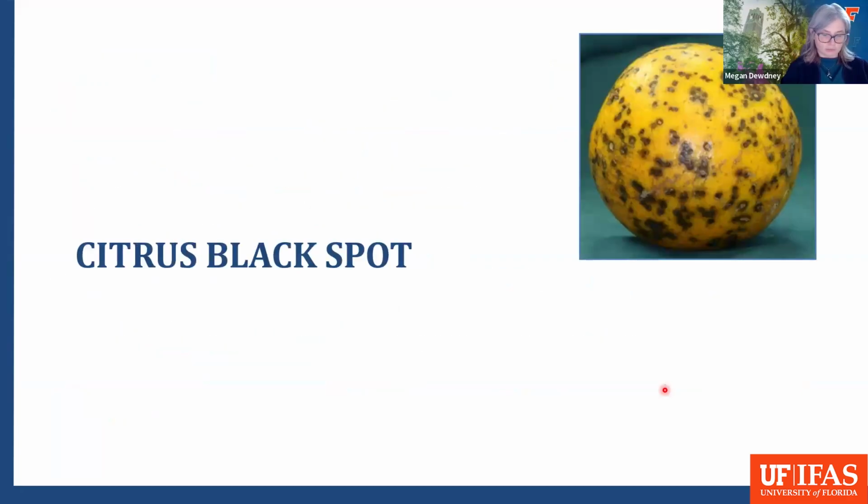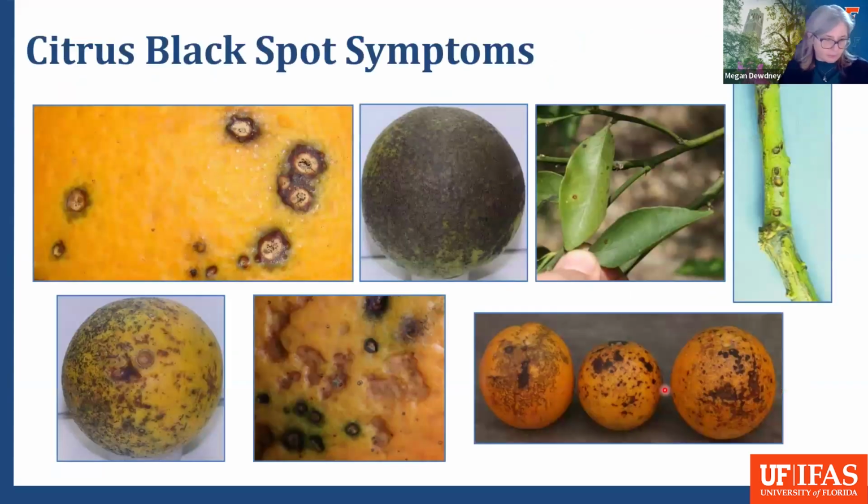So moving on to citrus black spot. I had thought that we would see a reduction in disease in the groves that we're working with in citrus black spot in the last year or two because we've had dry summers or drier summers, but we are already seeing disease starting to pop up this year. So if you're out in the grove scouting, please keep that in mind.